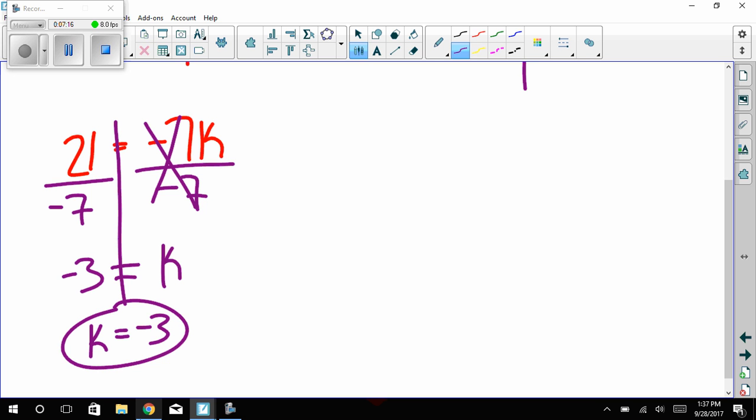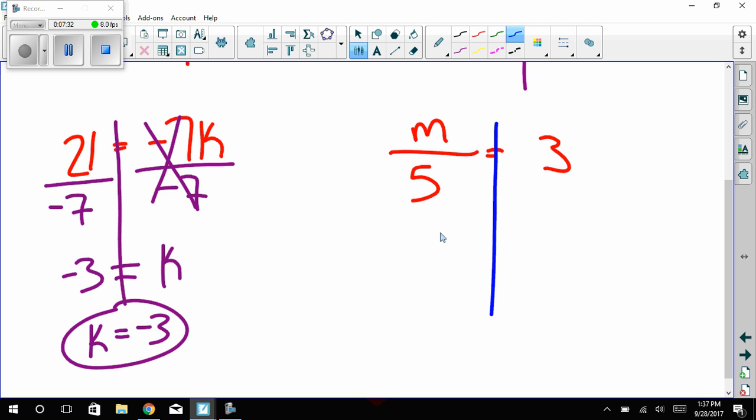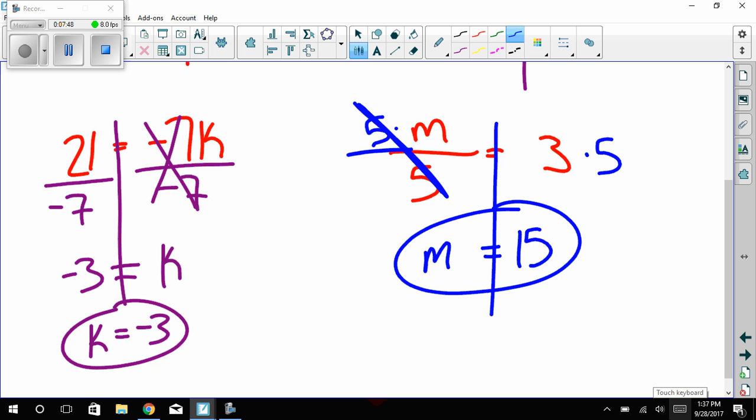And then the last type of problem that we're going to see is something like m over 5 equals 3. This is a division problem because the m is being divided by the 5, so the opposite would be multiplication. So I extend that fraction bar out, multiply by 5 on top, and multiply by 5 on the other side. These two 5's cancel out, and I'm left with m equals 3 times 5, which is 15. So my answer there is 15.